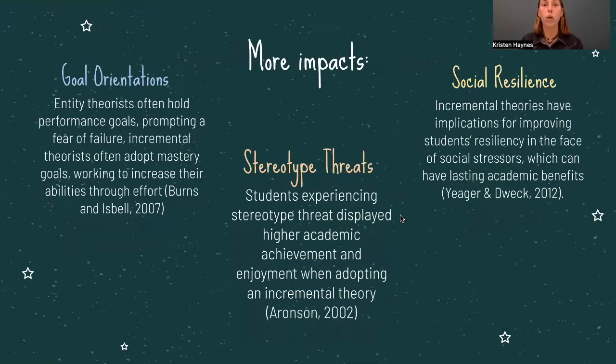Students come into our classroom holding goal orientations along with their implicit theories, and these 2 are related. Entity theorists often hold performance goals. These goals are more attributed with success and failure, and this can promote a fear of failure in our students. On the other hand, incremental theorists are more likely to adopt a mastery goal mindset, where they work to increase their abilities through effort. Sometimes our students come into our classroom with stereotype threats. Students who experience stereotype threat when they were tasked with adopting an incremental theory of intelligence displayed much higher academic achievement and reported enjoying academics much more than when they held an entity theory of intelligence.